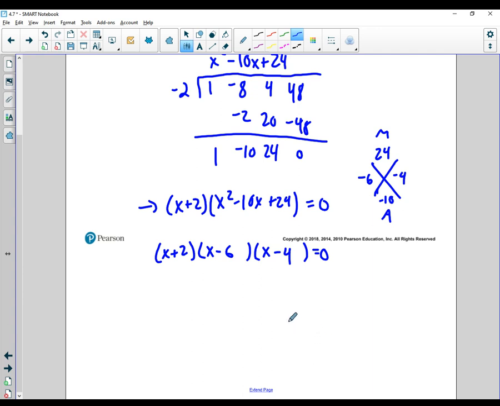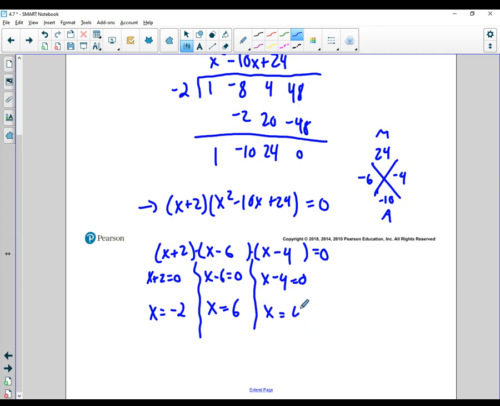And then I believe we also covered our zero product property. Right now wherever there's multiplication, so here and here, we can split it up and set each of these equal to 0. And then just solve, right? Subtract the 2 over to get x equals -2. Add the 6 over to get x equals 6. And add the 4 over to get x equals 4. And so there's all of our answers. Here's all of our zeros.